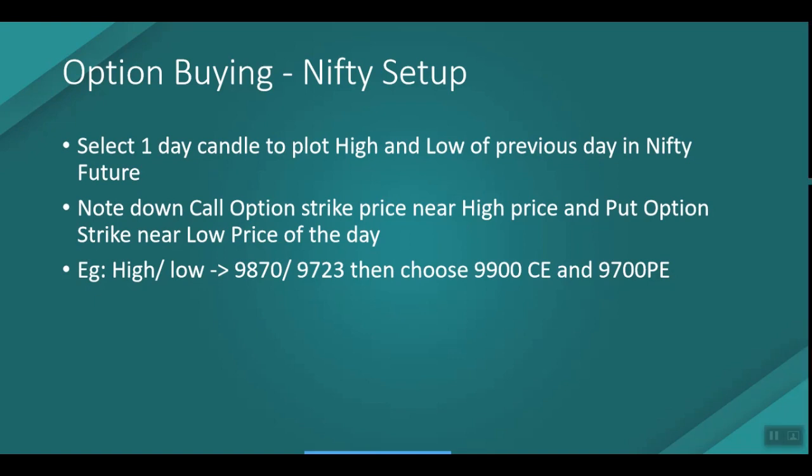For example, Nifty's high and low of yesterday are 9870 and 9723 respectively. Then you can choose the nearest call option of 9900, which is near 9870, and the 9700 put option, which is near 9723. So now we have taken the high and low price of yesterday's candle, and based on that we have selected two options: one call option near the high price and one put option near the low price for the trading day.